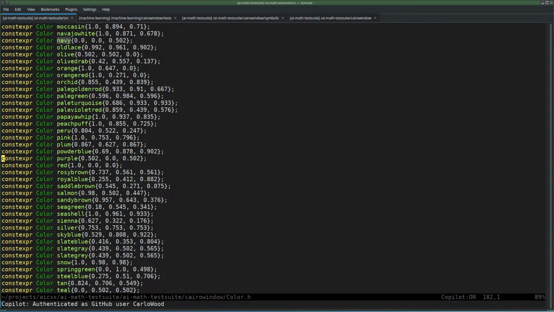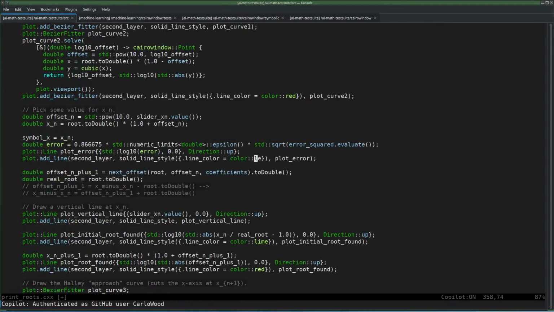Let's try navy. Moreover, let's make the line width just way bigger, so I know for sure that it is this line. Line width. Oops, there is no line width. How about width? There is a width. 2.0.